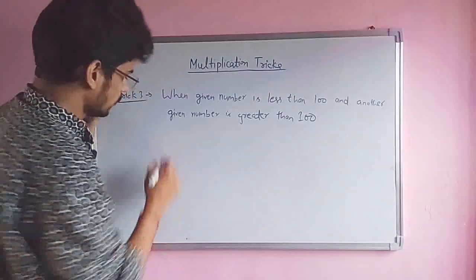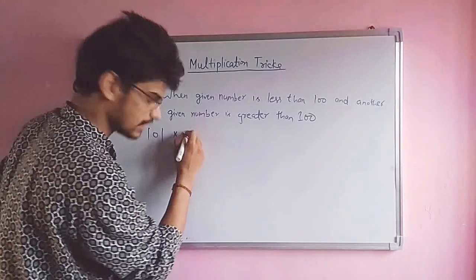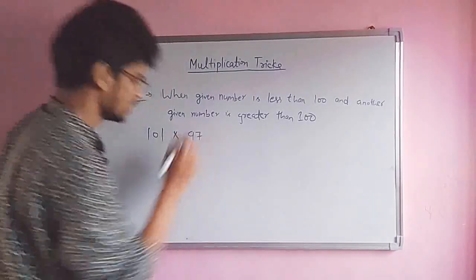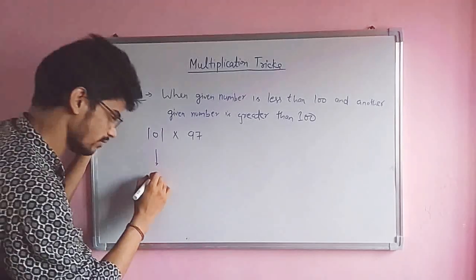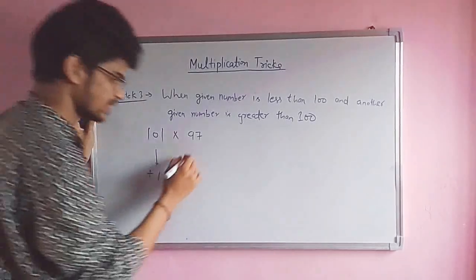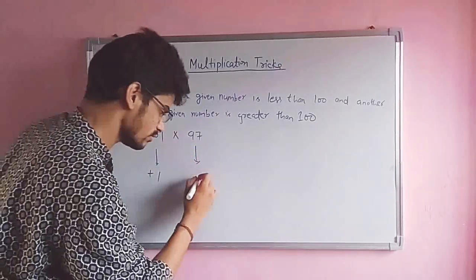Let's take one example. 101 multiplied by 97. How much is it greater than 100? By 1. It is greater by 1. Now how much is it lesser than 100? That is minus 3.